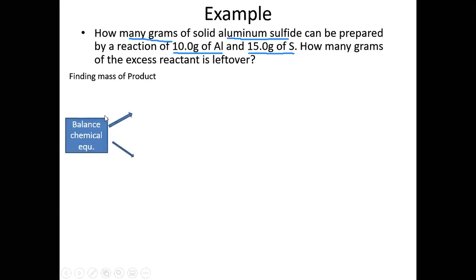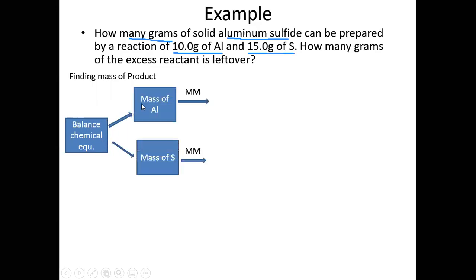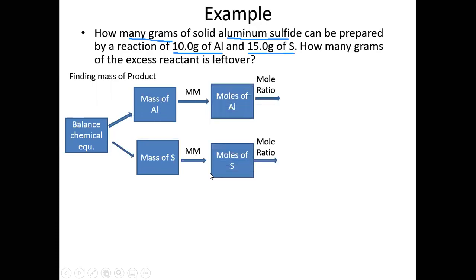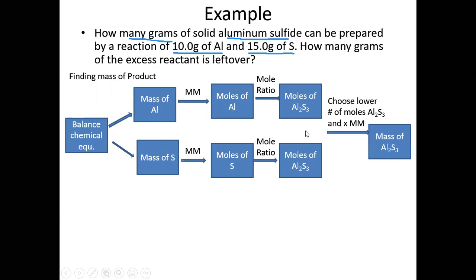So first, we're going to need a balanced chemical equation. From the balanced chemical equation, we're going to take the mass of each reactant. Using the molar mass, we're going to convert those to moles of each reactant. Then using the mole ratio from the balanced chemical equation, we're going to get the moles of aluminum sulfide, and we determine whichever one of these is the smaller one, and convert that to mass of aluminum sulfide. And this is referred to again as the theoretical yield.